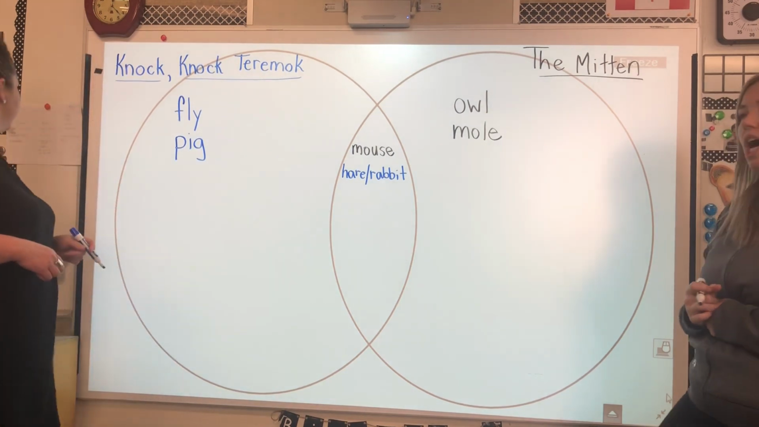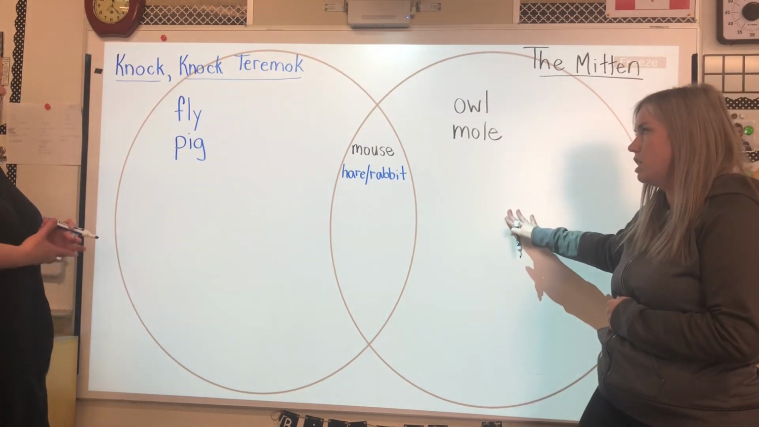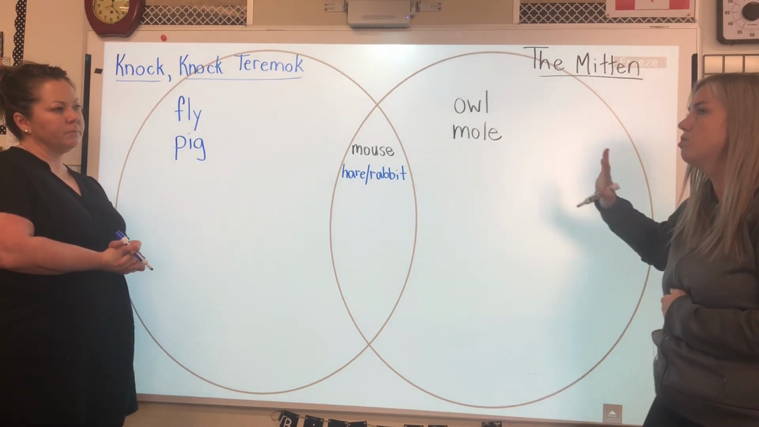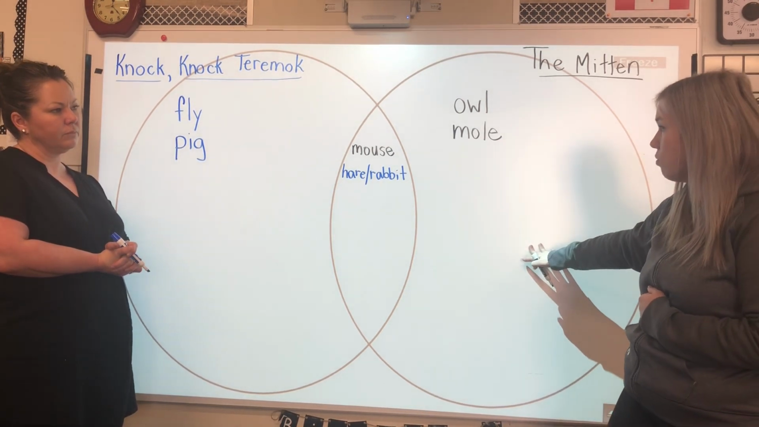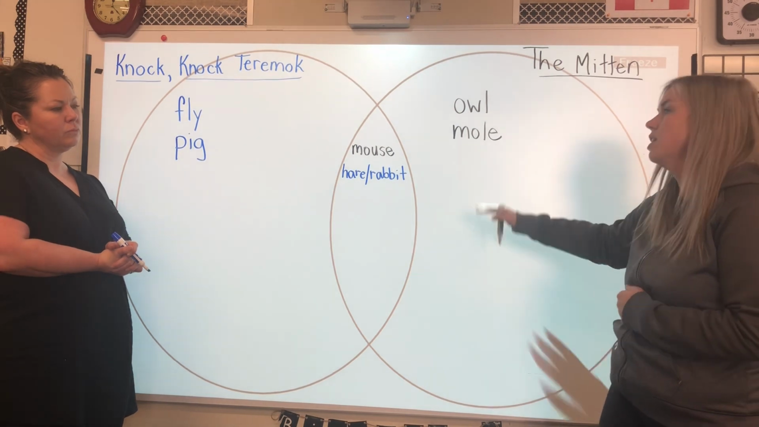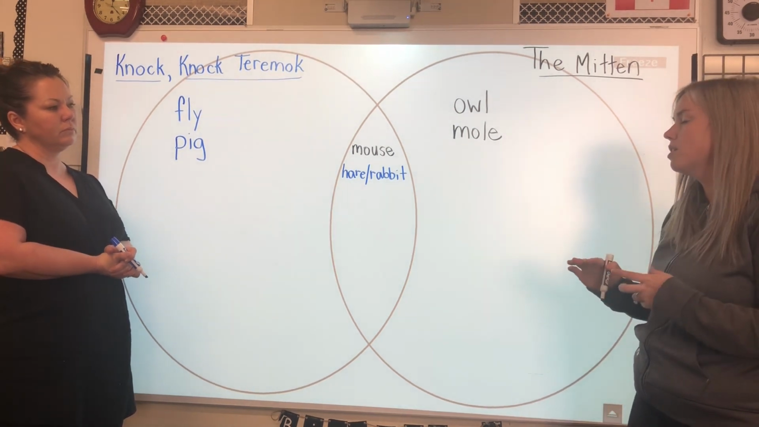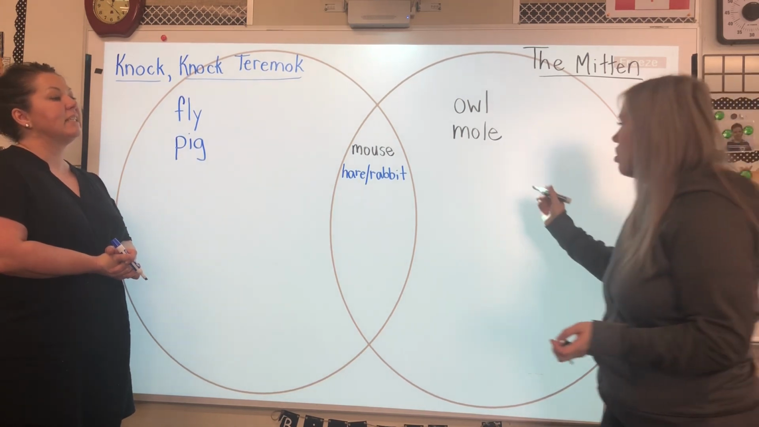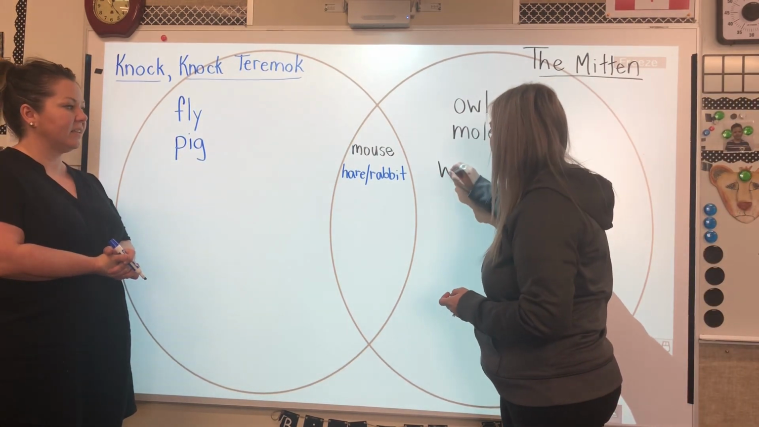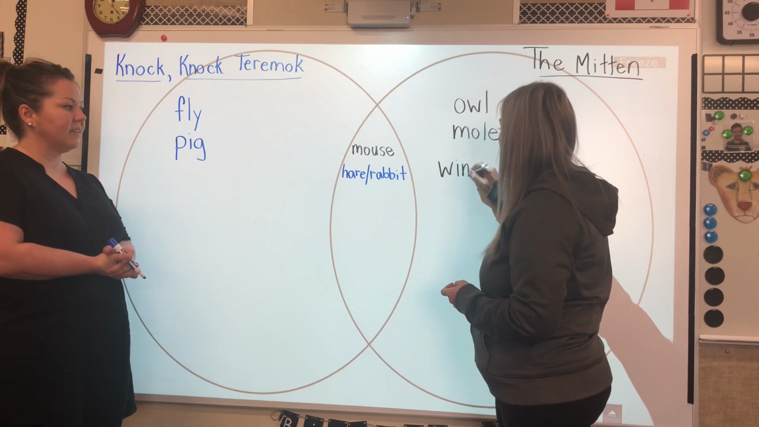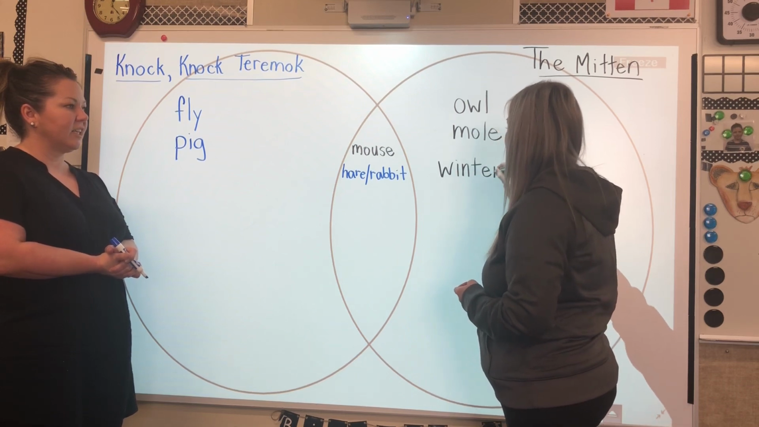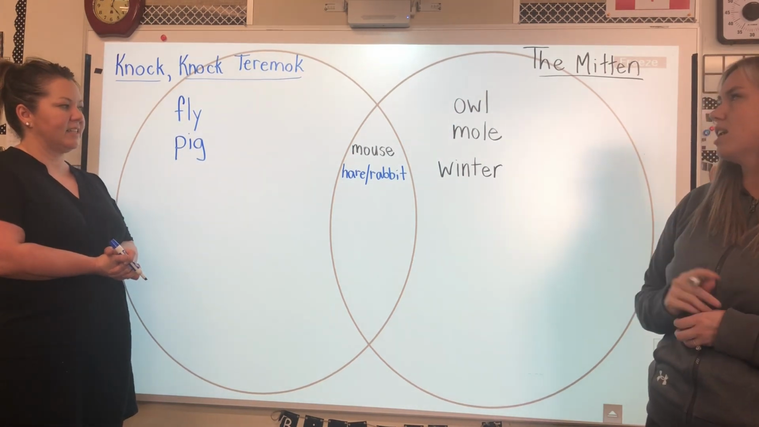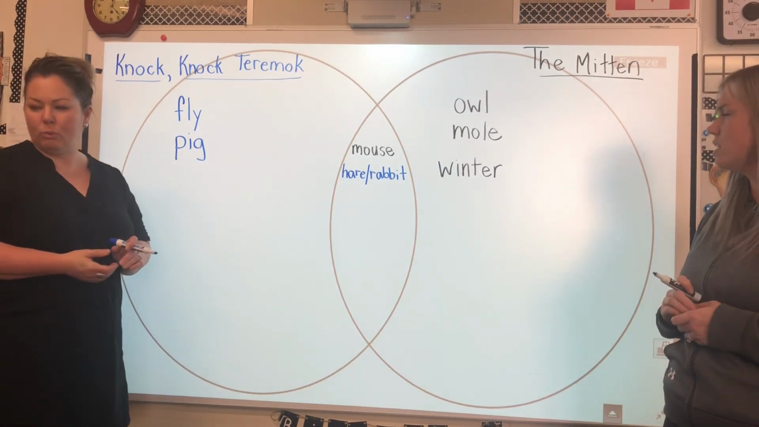I remember when we read The Mitten, Mrs. Harvey Zink, it was about a little boy who went on a little bit of a walk and he had dropped his one mitten. And I remember in the book that there was snow everywhere. So I'm going to say that it was winter. That was part of the setting in the Mitten. What was the setting in Knock Knock Teremok? Was it the same? Was it winter?